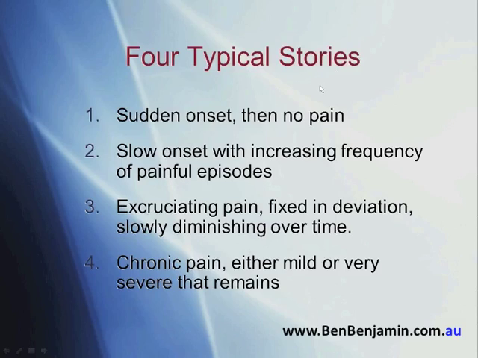So let's go into now the different types of sacroiliac stories that you're going to hear. One is the sudden onset, then no pain, and then a slow onset with increasing frequency of painful episodes. Then there's excruciating pain that goes away, and then there's chronic pain, either mild or really severe, that can remain for a person's entire life. I've seen people have pain for 25, 30 years. And when you're evaluating a client's pain, you want to consider not just where the pain is located, but how the pain came, if the pain tends to come and go. So we're going to go through these various stories one at a time so you get a sense of what that's like.